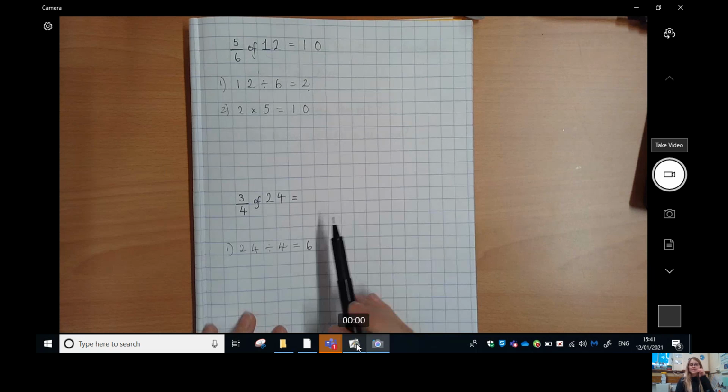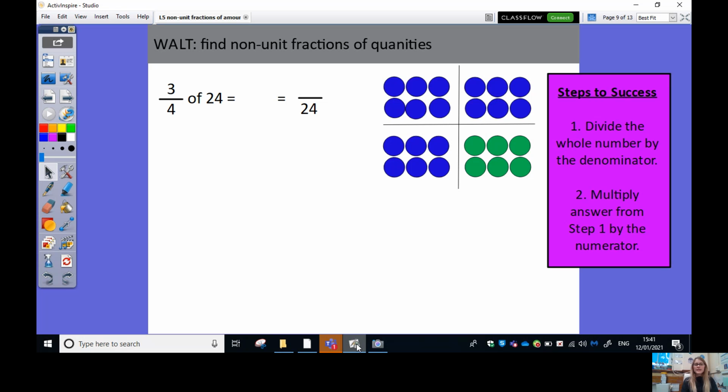Now, before we do a couple more examples and go off to our independent task, let's just see that again with our groups and our equivalent fraction. So divide the whole number by the denominator. 24 divided by 4 is 6. I had 24 counters and I've put them into 4 groups. We've got 1 group, 2 groups, 3 groups, and 4 groups. And then if I do one of those groups, it is 6. Okay, so 24 divided by 4 is 6. There are 6 counters in each group.